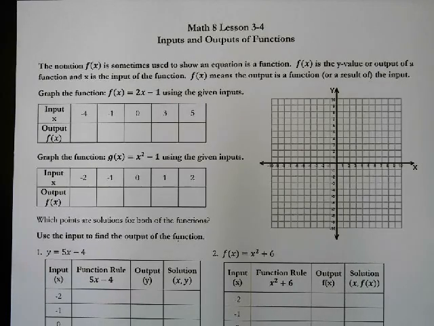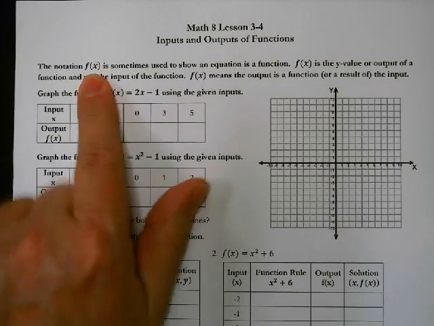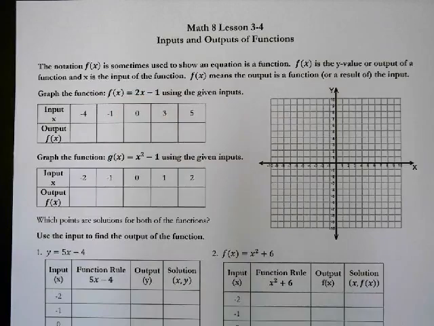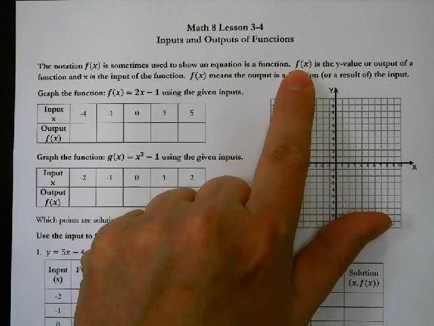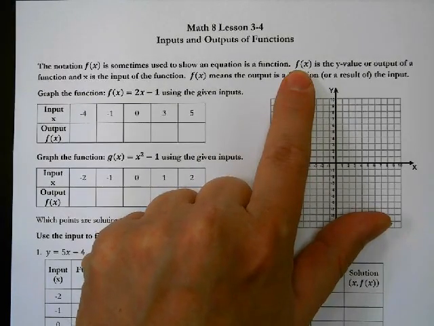This is lesson 3-4, inputs and outputs of functions. So the notation f of x is sometimes used to show that we are looking at a function. Now, f of x is just the y value. So f of x is the same thing as the y value. It's just a notation that's there to tell us, hey guys, you're looking at a function.